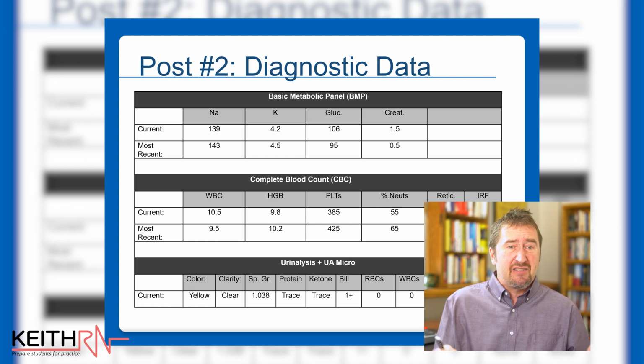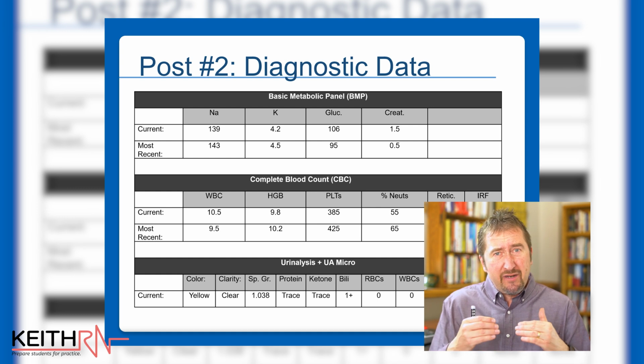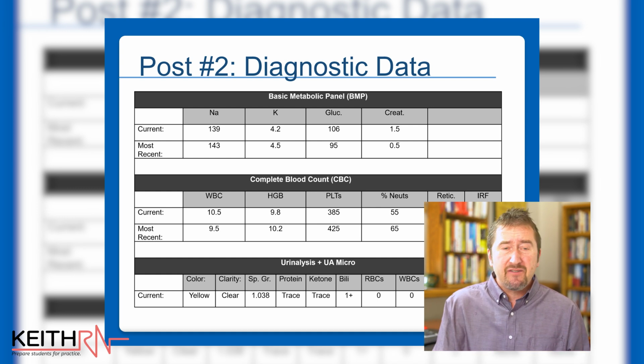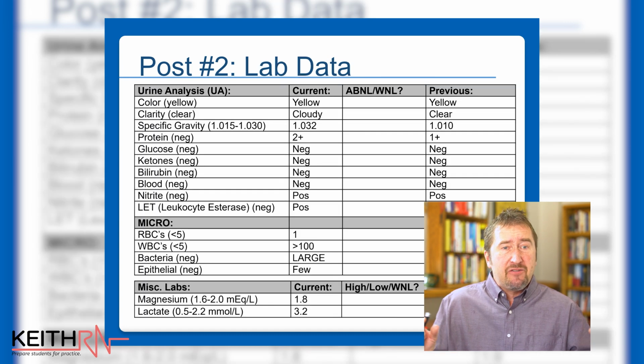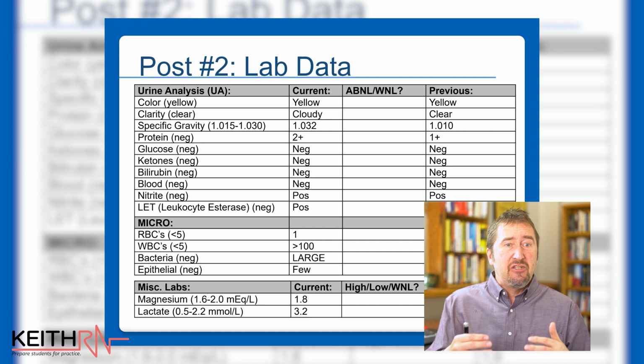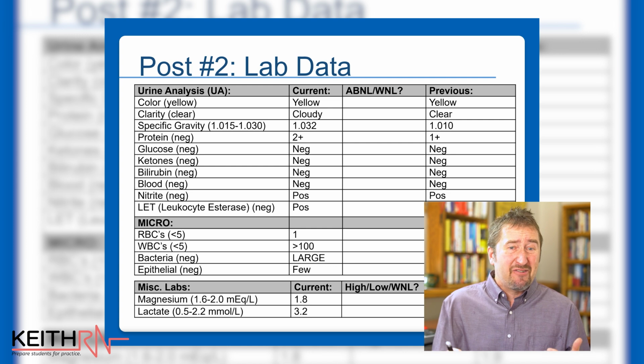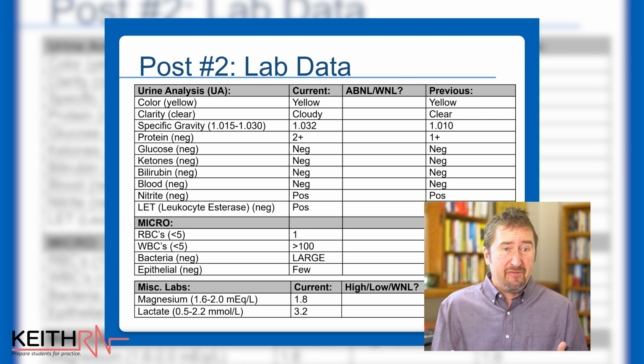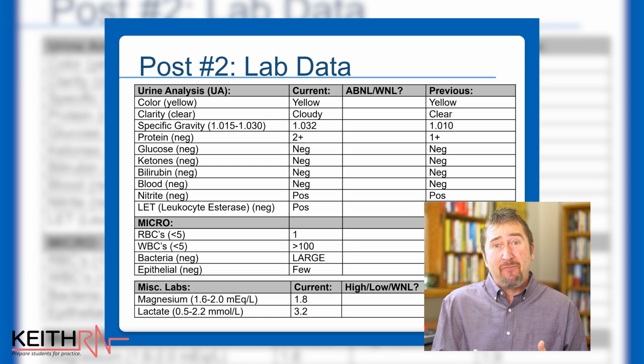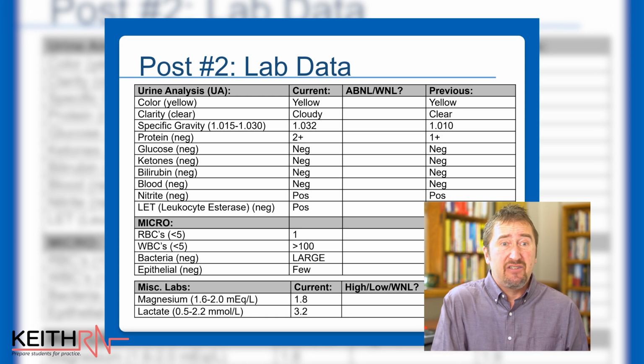Her urinalysis, you can see the results there. And again, you're having students identify what is relevant and what is the clinical significance. Here's her urinalysis. You can see she's got cloudy urine, positive protein, and a large amount of bacteria, and her white count micro is greater than 100. What's the clinical significance and what does that represent? As well as her lactate is 3.2. And what does that represent as it relates to lactic acidosis?